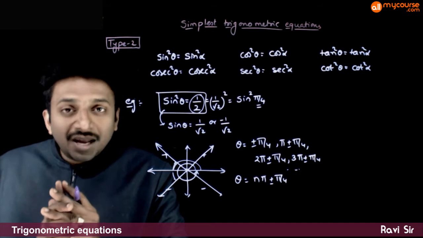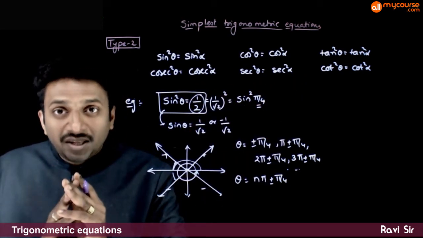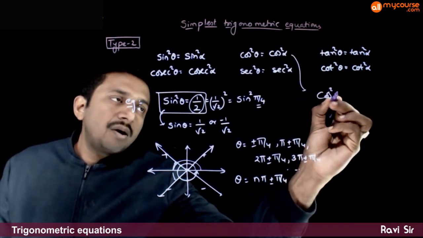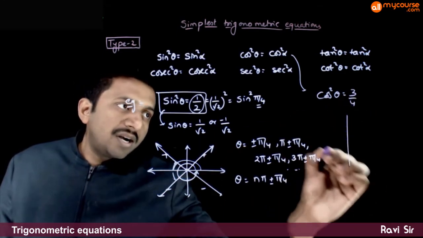And the interesting thing in type 2 is, this solution works for all these equations. So let us see why this happens. If you have cos square theta is equal to cos square alpha, if you have cos square theta is equal to 3 by 4, what is the quadrant diagram for this?